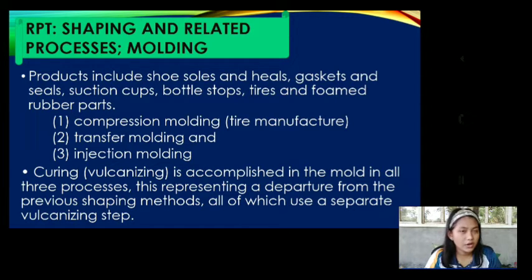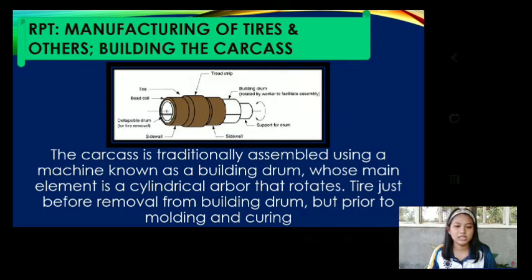So the curing or vulcanizing is accomplished in the mold in all three processes, this representing a departure from the previous shaping methods, all of which use a separate vulcanizing step. First is building the carcass. The carcass is traditionally assembled using a machine known as a building drum, which is a main element of a cylindrical bore that rotates the tire just before removal from the building drum but prior to the molding and curing.